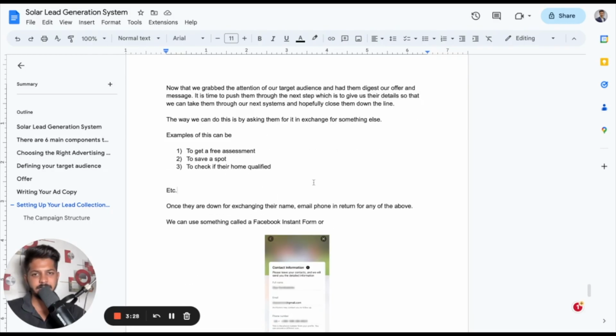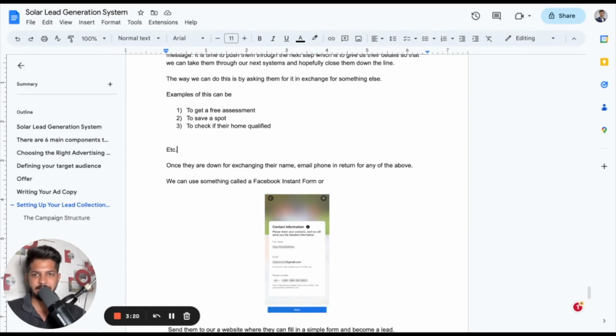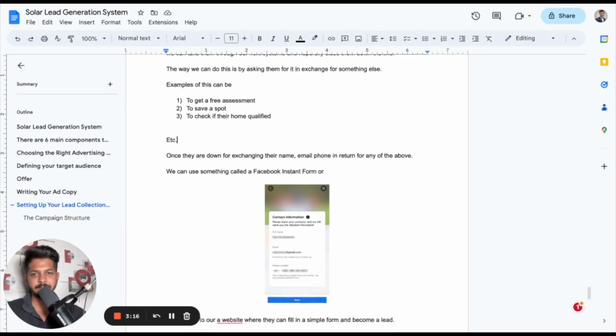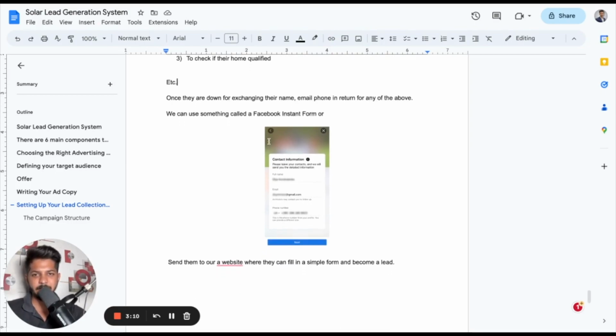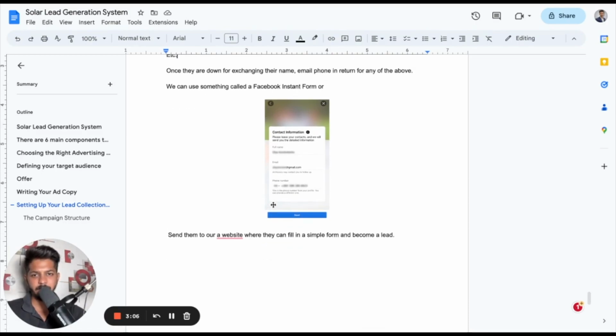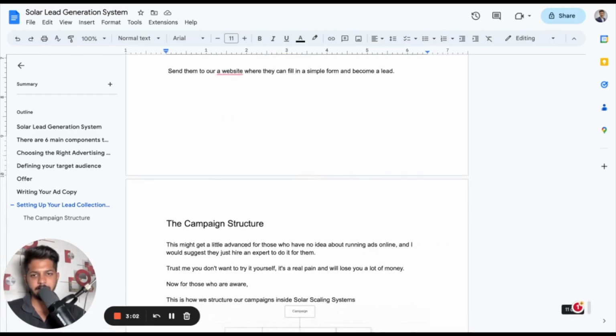The best way we can do this is by asking them for it in exchange for something else. Examples for this exchange can be to get a free assessment, to save a spot in our offer, to check if their home is qualified, etc. Once they are down for exchanging their name, email, phone number in return for any of the above, we can use something called a Facebook lead form, which looks something like this, or send them to our website where they can fill a simple form and become a lead.